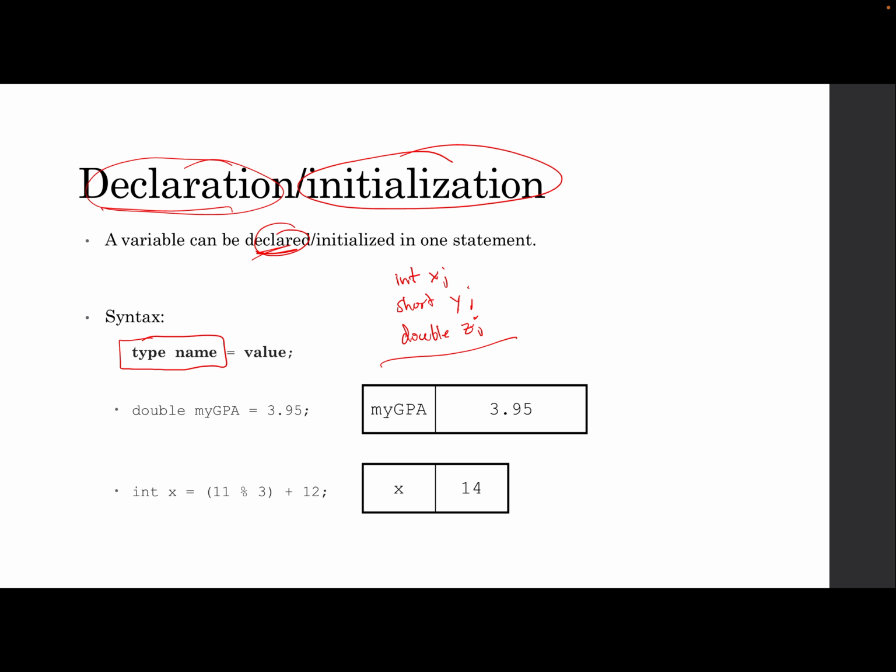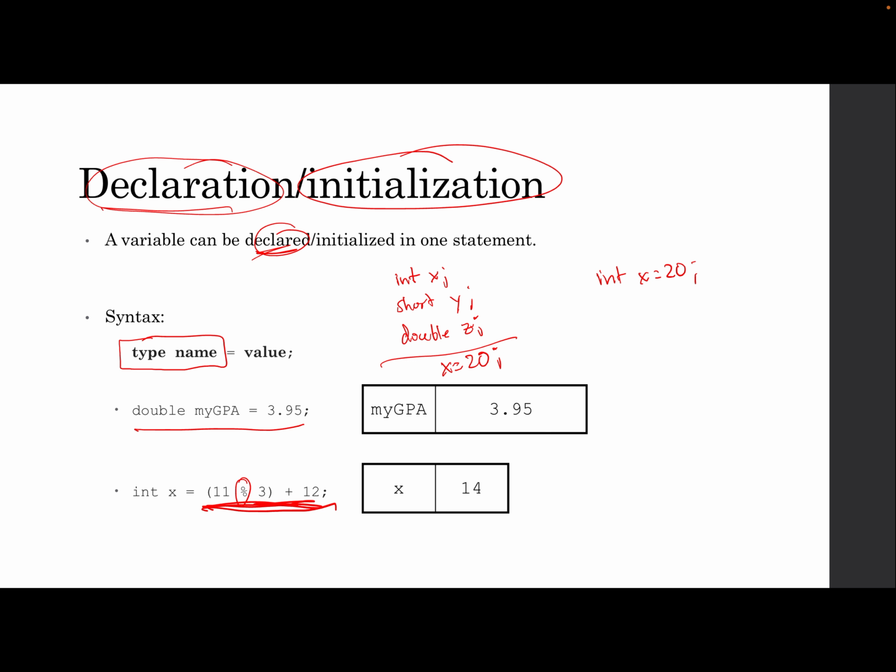So you could say int x, and then later on in your code, x equals 20, or you can just say int x equals 20. So that's what we see in the examples on the slide here. Double myGPA equals 3.19, or int x equals 11 mod 3 plus 12. So let's take a look at the second example, because this mod operator just showed up, which you may or may not have seen before.